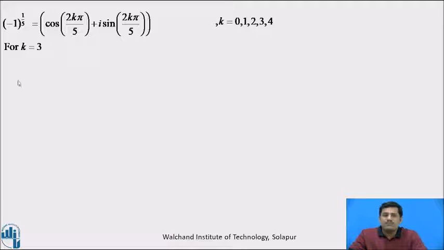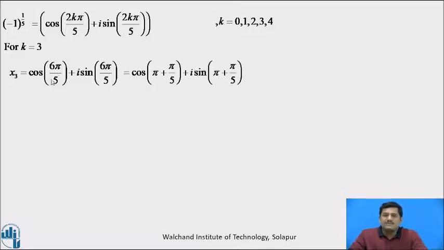Now the next number is for k equal to 3. We get a number x3 equal to, if we put k equal to 3 here, 2 into 3 is 6 pi by 5, and here also 6 pi by 5. Now again we can write this 6 pi by 5 as pi plus pi by 5 for both. We know that cos of pi plus theta is minus cos theta, and sin of pi plus theta is minus sin theta, where theta is pi by 5.